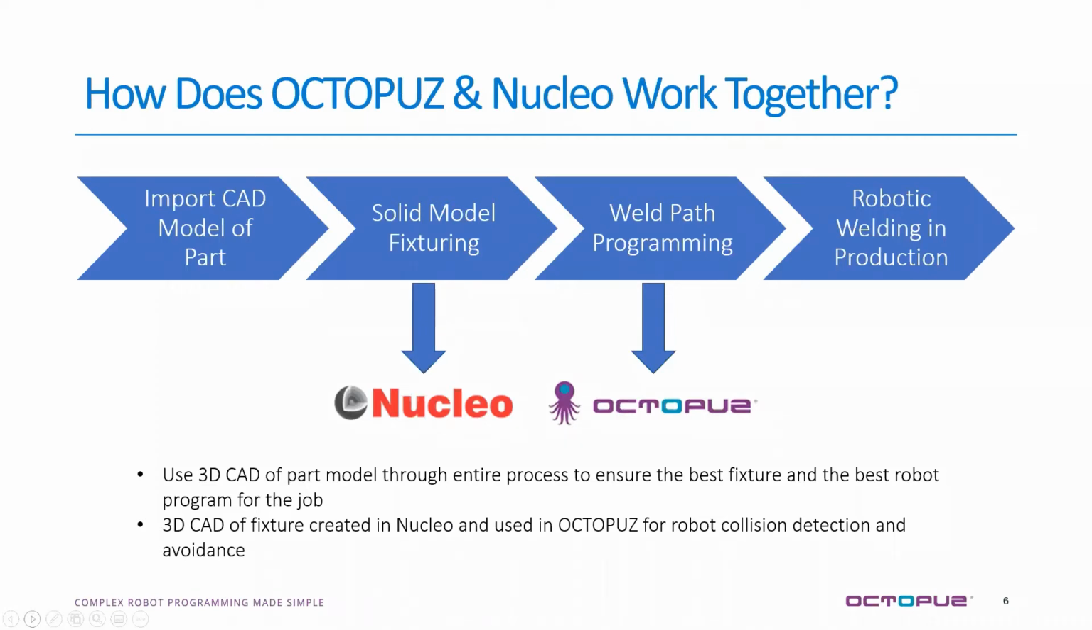Our mutual customers, that being Nucleo and OCTOPUZ, will import the CAD model of their part into Nucleo, design the optimal fixturing, and export G-code to cut and assemble the fixtures. You will then import that CAD fixturing into OCTOPUZ to create the robot program and output the code to load on to the real-world robot for production. So in a couple minutes here, you'll see that workflow by the 2 demonstrations that we'll present.